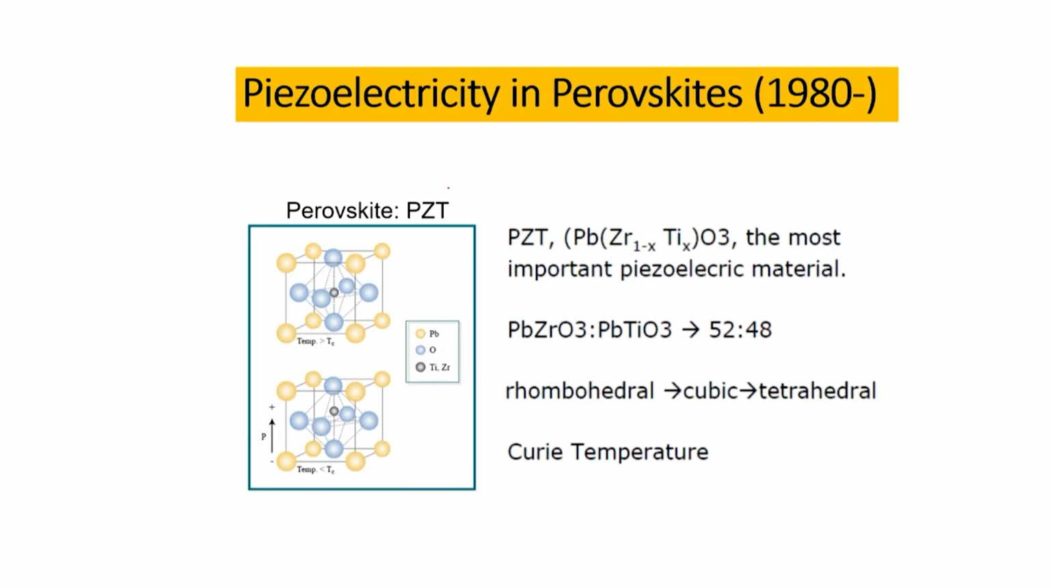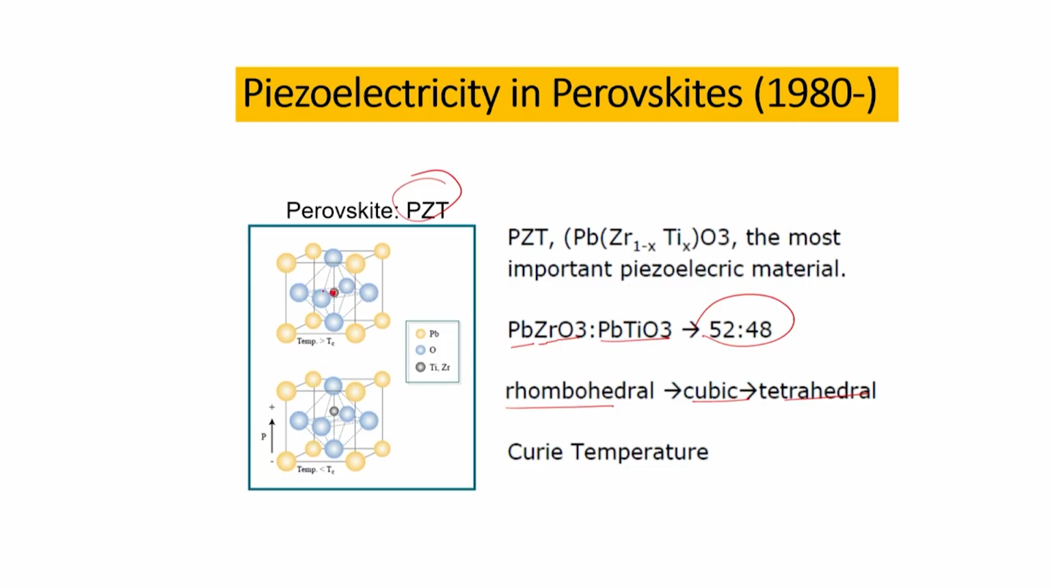The perovskite PZT, as you can see, is one of the best: lead zirconate and lead titanate in a 52 to 48 ratio. Generally their shapes are rhombohedral, cubic and tetragonal, and the Curie temperature is important, because beyond the Curie temperature you won't see this property in the system. However, fundamentally they all work the same way.